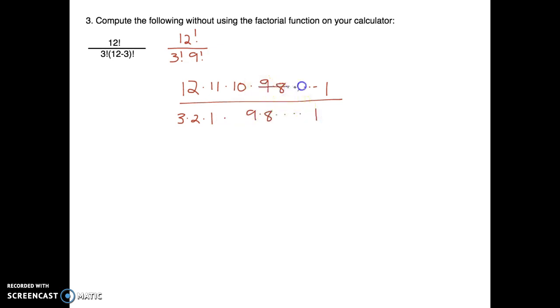So if you'll notice, all of these 9 to 1s are going to cancel out, or divide out. So on the top, we have 12 times 11 times 10, and then on the bottom, we have 3 times 2 times 1. You can simplify even more than this if you want, or you can just go ahead and multiply those 3 numbers on the top to get 1,320. And then on the bottom, you will get 6, and then divide that out, and you should end up with 220.